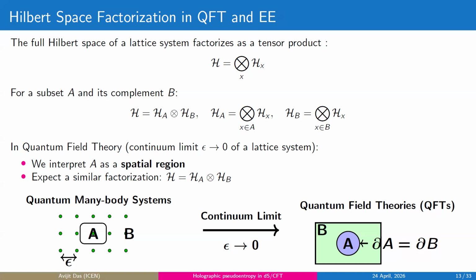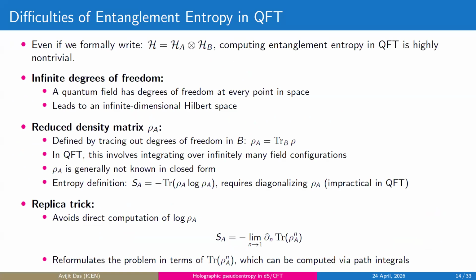In this process, what will happen is that you will get a subregion, which is a special region, and you can factorize the full Hilbert space as H_A cross H_B for quantum field theory from the lattice system. So this is the construction for going from many bodies to the continuous limit to QFT.